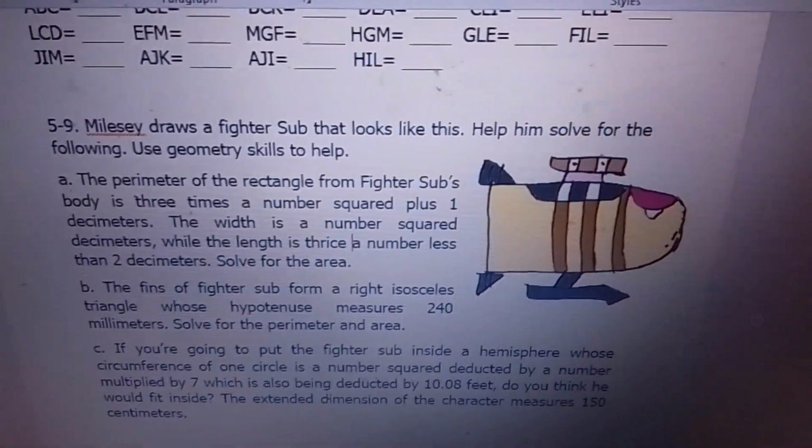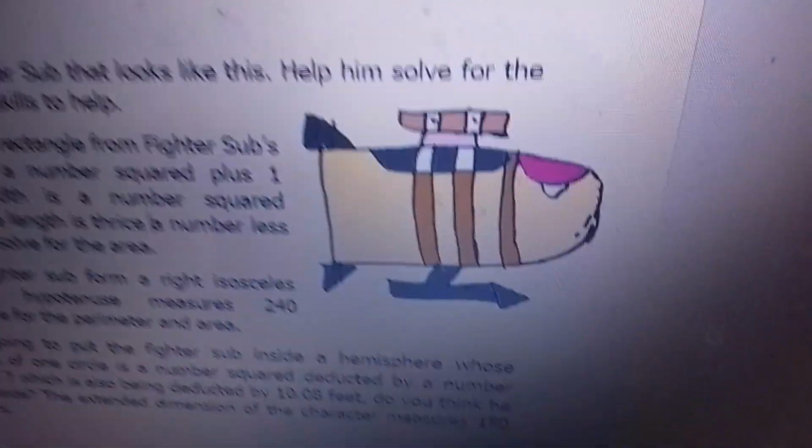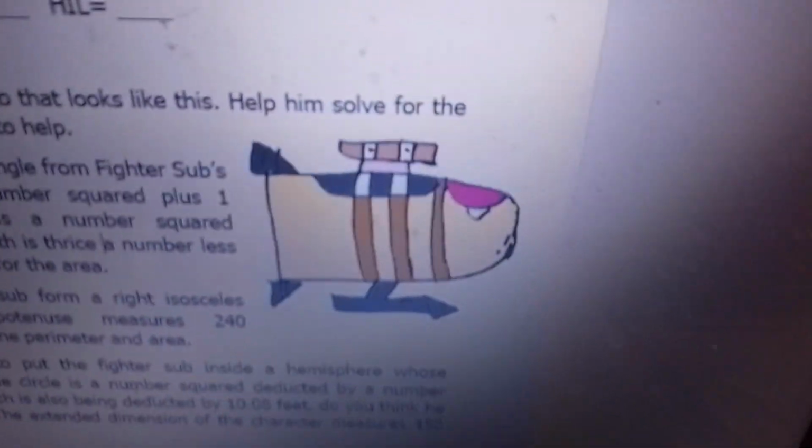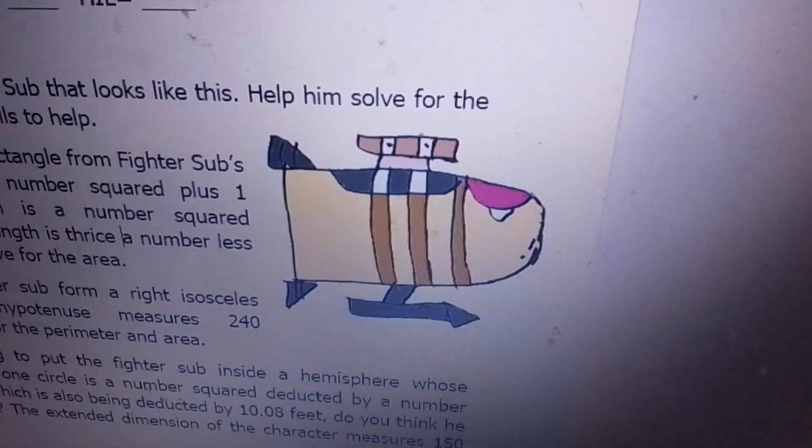Malsi draws a fighter sub that looks like this. So ito yung itsura. If you were to look at the picture, ito yung ginuguhit ni Patrick Malmström. Yan. And actually, to be honest, Patrick Malmström is my cousin.